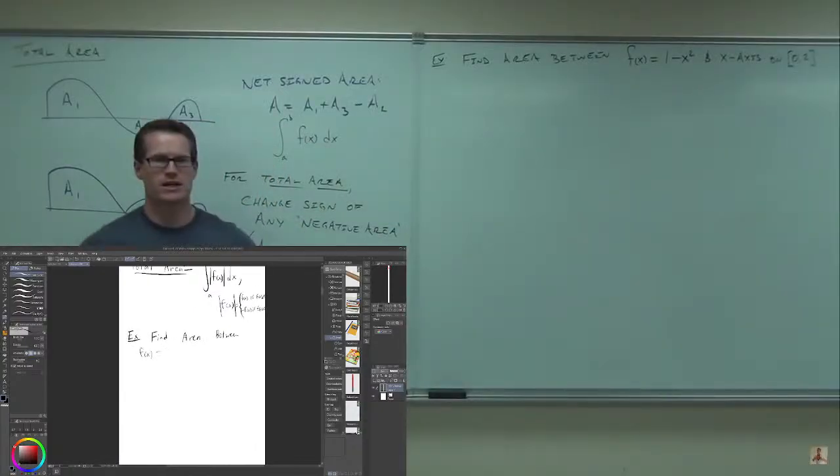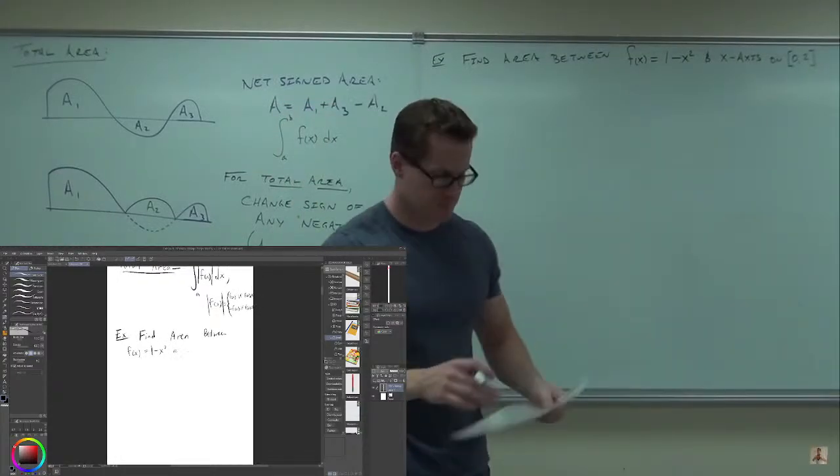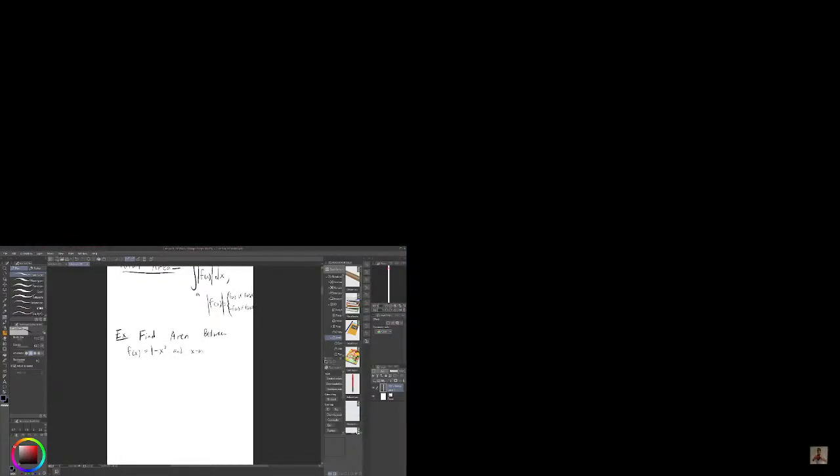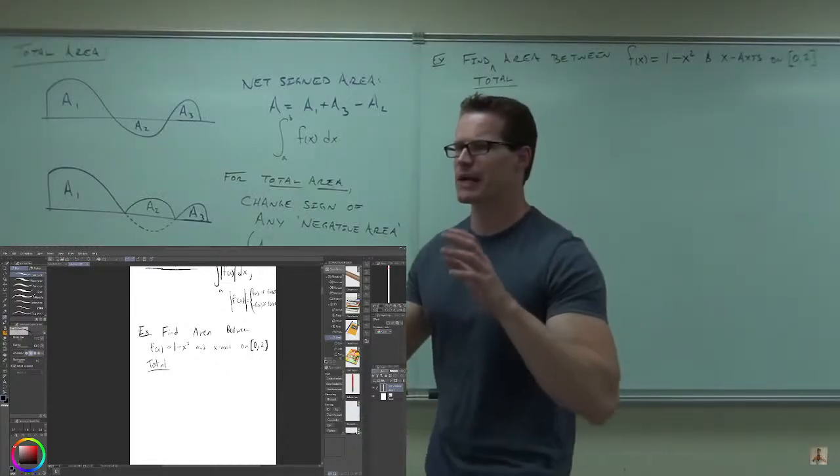Find the area between f of x equals 1 minus x squared and the x-axis on 0, 2. Well, what we mean is total area. Let me insert that right here. Find total area. Total area between them. Because net signed area would be very easy.